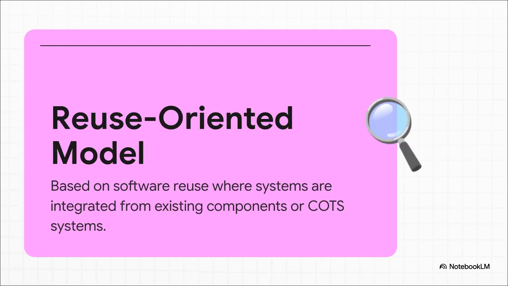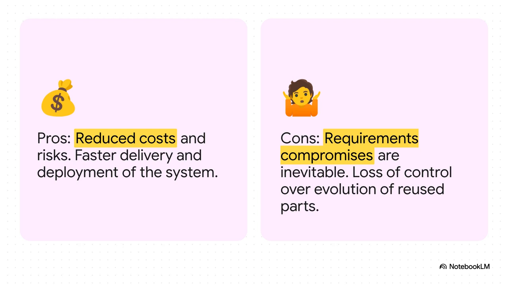All right, our third flavor is a little different. It's less about how you build and more about what you build with. This is the reuse-oriented model. The whole idea is to assemble software from parts that already exist. Things like open source libraries or what the industry calls COTS, commercial off-the-shelf systems. It's kind of like building with high-tech Lego blocks instead of making every single brick from scratch. The upside here is pretty obvious, right?